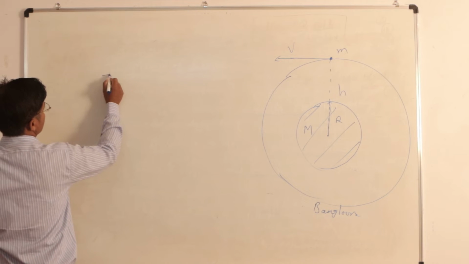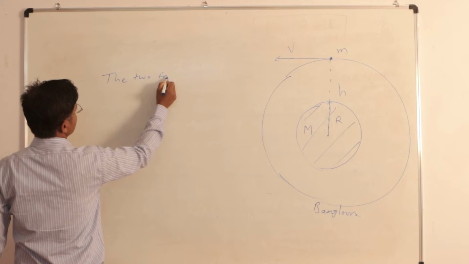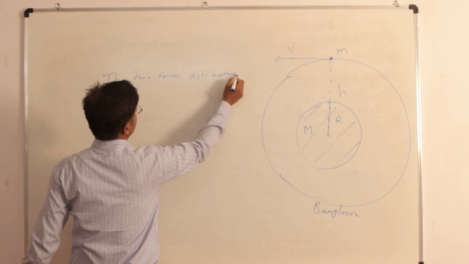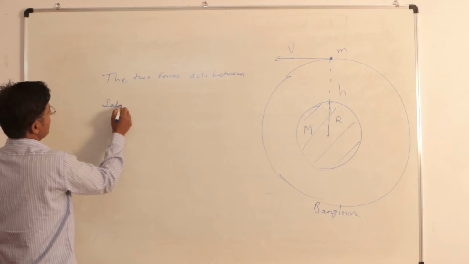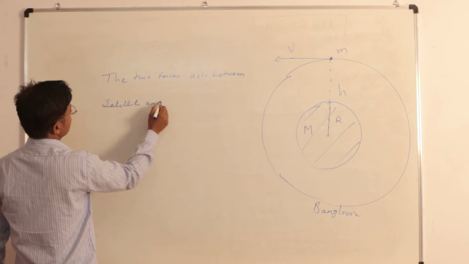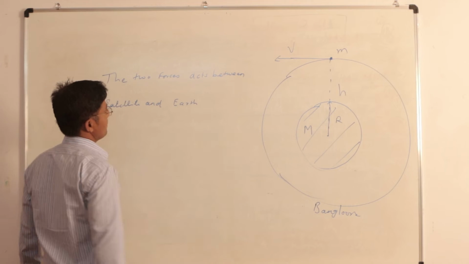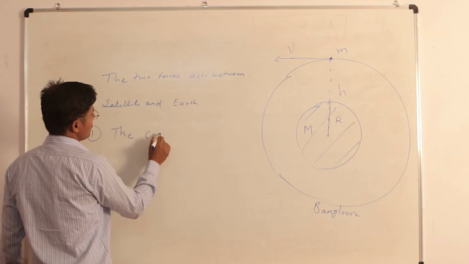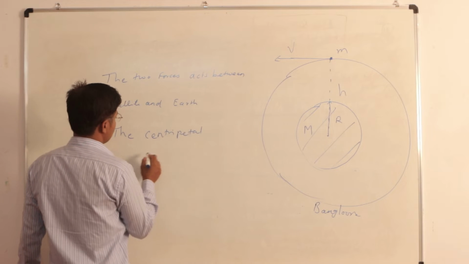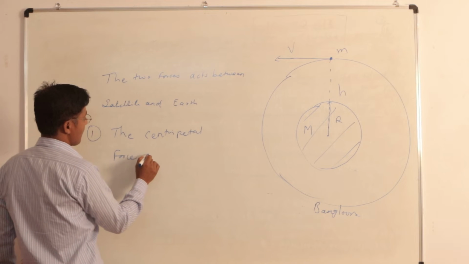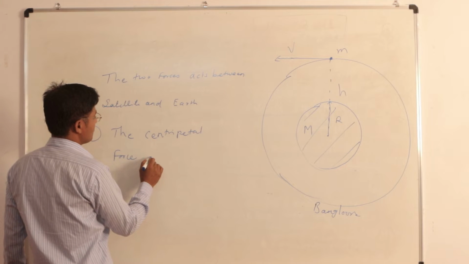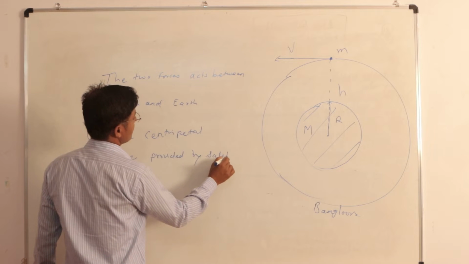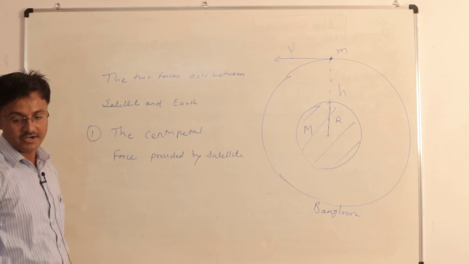The two forces act between satellite and earth. याच्यामध्ये दोन फोर्सेस आपल्याला क्लिअर कट दिसत आहेत पहा. पहिला फोर्स, the centripetal force provided by satellite.